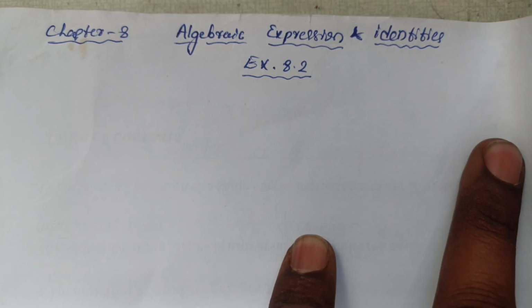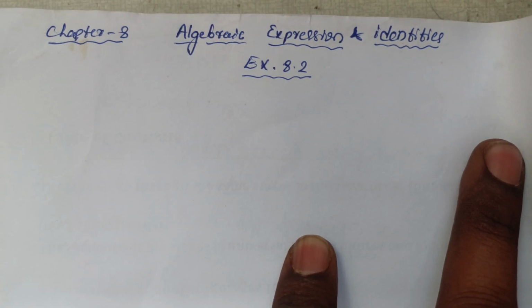We were studying class 8th, chapter 8 algebraic expressions and identities. We have done the introduction part and exercise 8.1. So now we are going to solve exercise 8.2. So let's solve exercise 8.2.